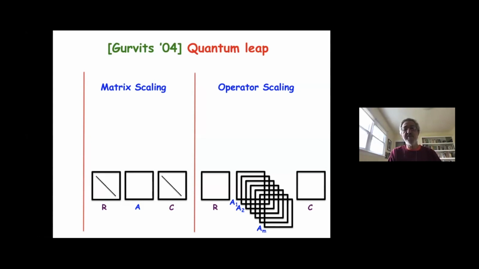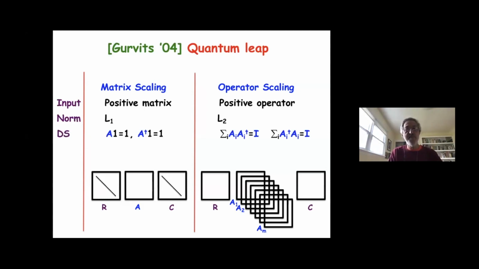You quantize a problem by just more or less increasing the dimension of everything by 1. So we have a matrix here, the positive matrix will move to a tensor, a positive operator. I'll describe what it is. When you quantize, you move typically from L1 to L2. There's a meaning to scaling a tensor, or scaling an operator.